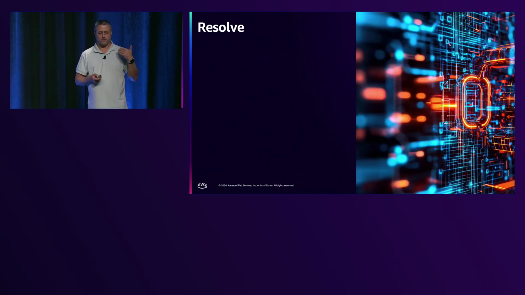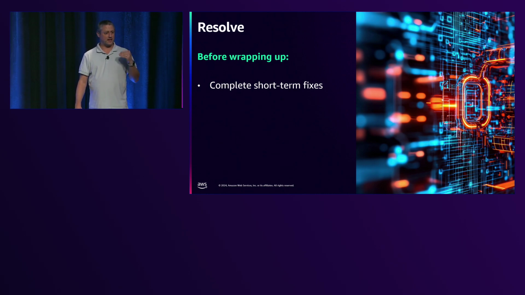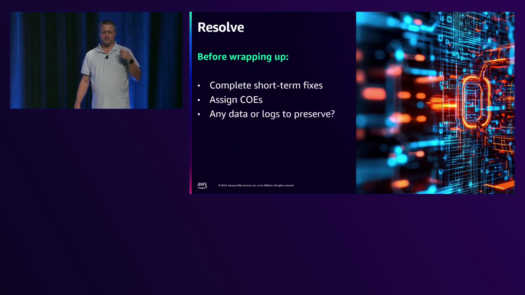And so we're coming to the end of the call. Before wrapping up, typically we will talk about a few short-term fixes just to give ourselves safety and stability. A common thing we would do is add an extra couple of alarms on metrics we've discovered during the call, just to make sure that if something does happen again, we will spot it quick. We will assign COEs, which are our root cause analysis type document. We'll talk a little more about that later.